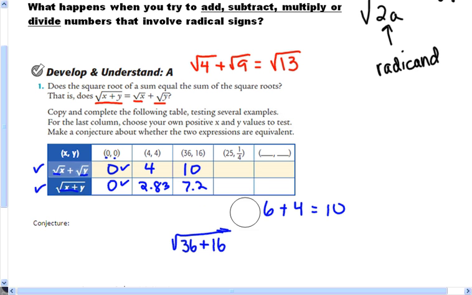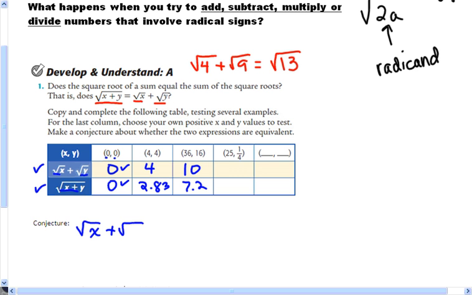So I think I'm ready to make a conjecture here. We have a couple counterexamples. I'm going to say that the square root of x plus the square root of y is not equal to the square root of x plus y under the radical sign like that, unless, the only example where it did work is when x and y are both 0.